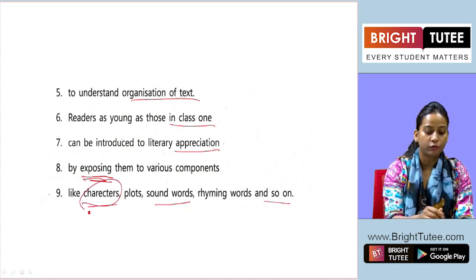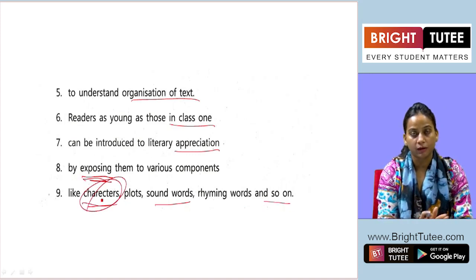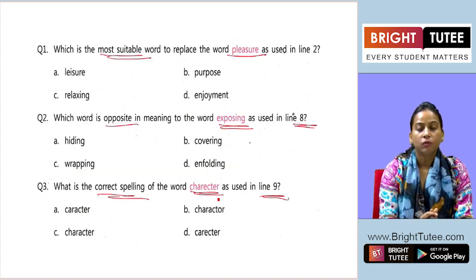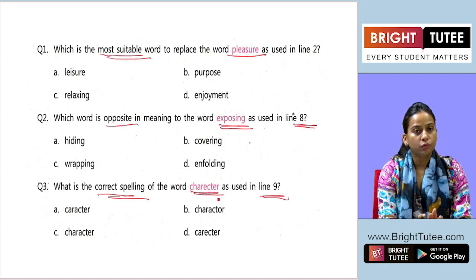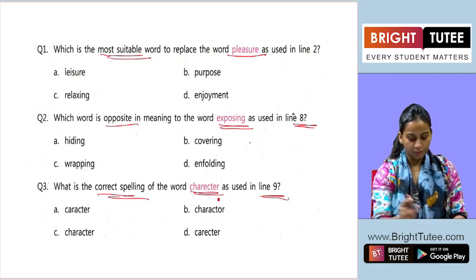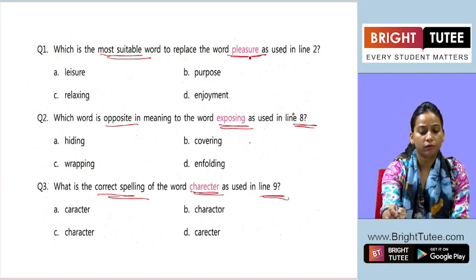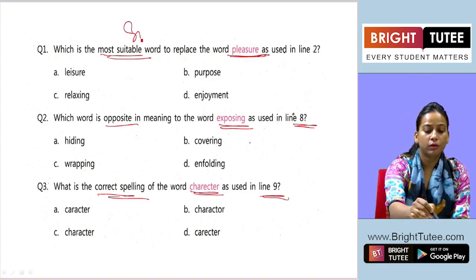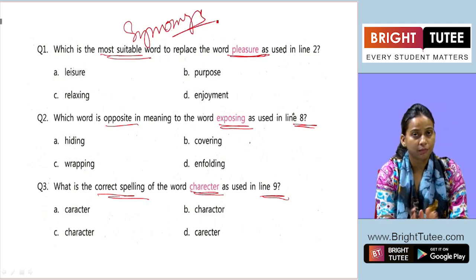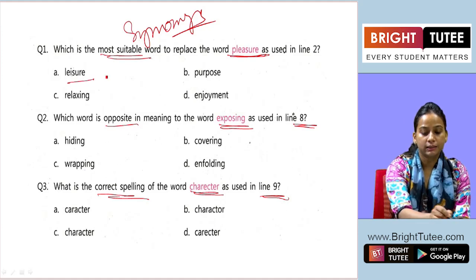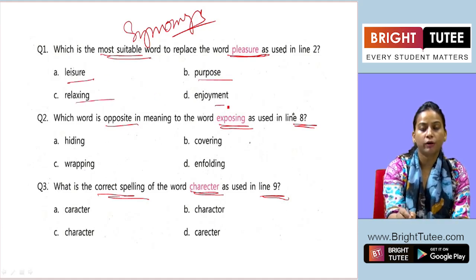So here we have to find out the correct spelling of that. So now let's move to the questions given based on the same. Where the word was used for pleasure, where they have given reading for information and reading for pleasure, we have to find out the most suitable, meaning the synonym, the similar word for this pleasure. Clear? So whether it is leisure, purpose, relaxing or enjoyment.